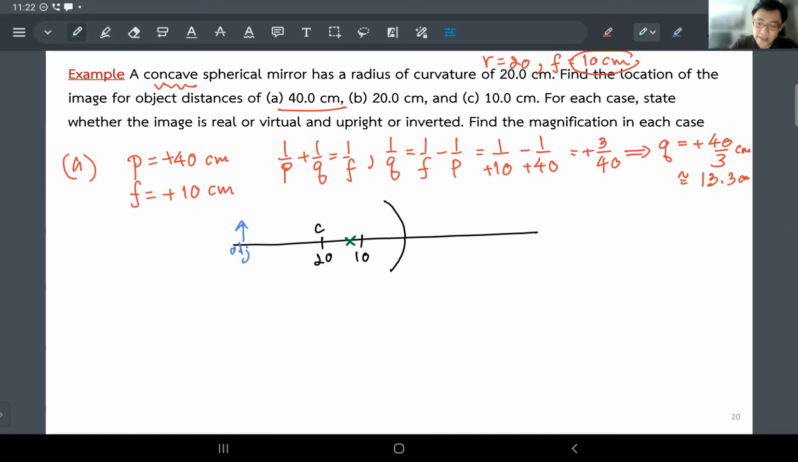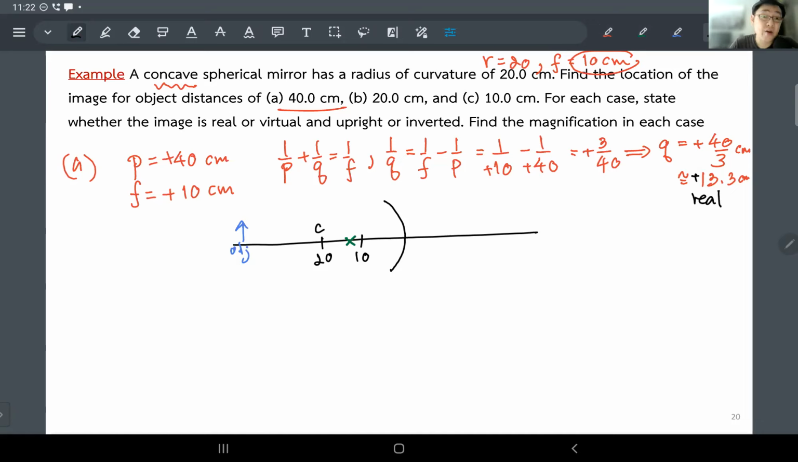Now let's apply the second equation, shall we? Now I want to know the type of the image and everything. Oh, the type, wait, the type is already known. Because the image shows up in the front, because you have a positive number right there, you can say right away this is a real image.